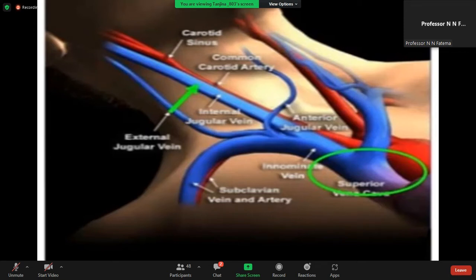And then pulsus paradoxus, very important in constrictive pericarditis. In case of pericardial effusion, you will see that the blood pressure is low with inspiration. This is actually a normal phenomenon, but there is exaggeration in this situation. So we say this is pulsus paradoxus, and you will be asked to give some example of the disease. For example, cardiac tamponade for the pericardial effusion.